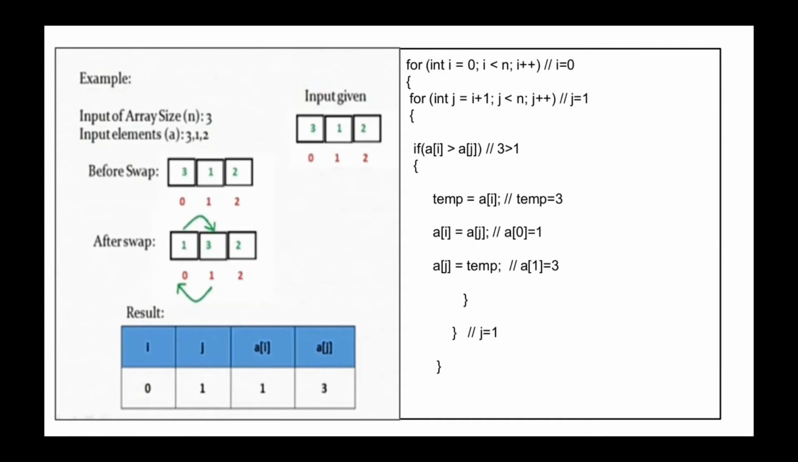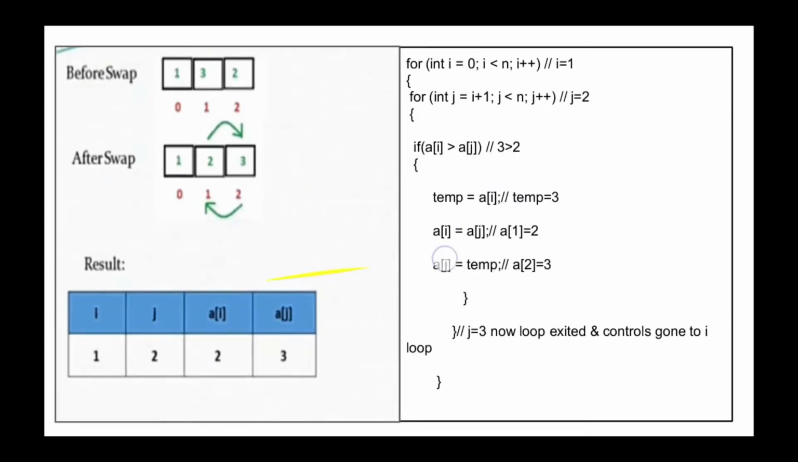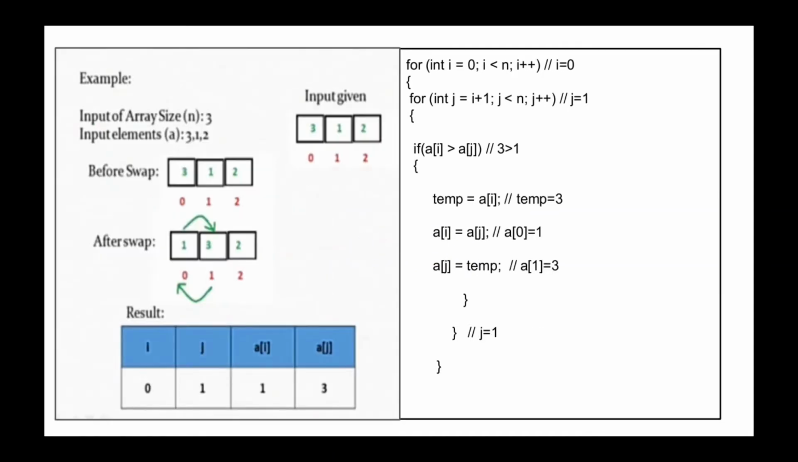Here I am taking 3 elements: 3, 1, 2, and the array index starts from 0, 1, 2. Okay, the array index starts from 0. The array size is total 3. Then check the for loop condition: integer i is equal to 0, i is less than n, i plus plus. Initial i value is 0. 0 is less than array size 3. So the condition is true. Then go to the next condition.